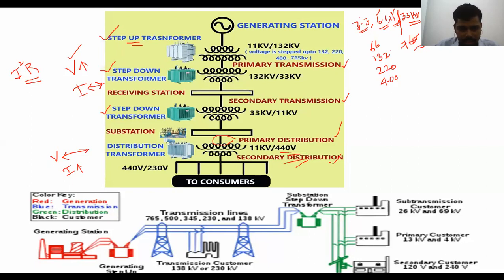This is the schematic diagram. In the generating station, either a thermal power plant, nuclear power plant, gas or diesel power plant, they generate power at an operating voltage of 11 kV or 3.3 kV or 6.6 kV. Here this is three phase, three wire, representing the R phase, Y phase and B phase.